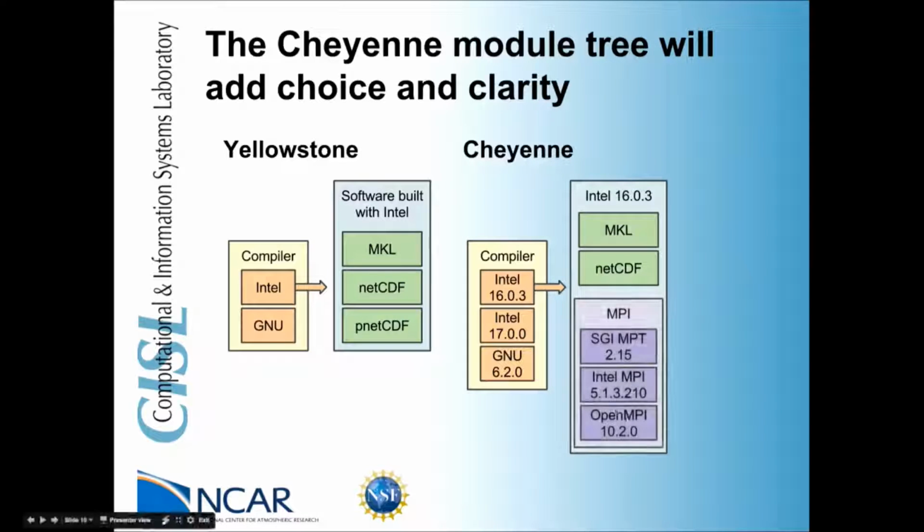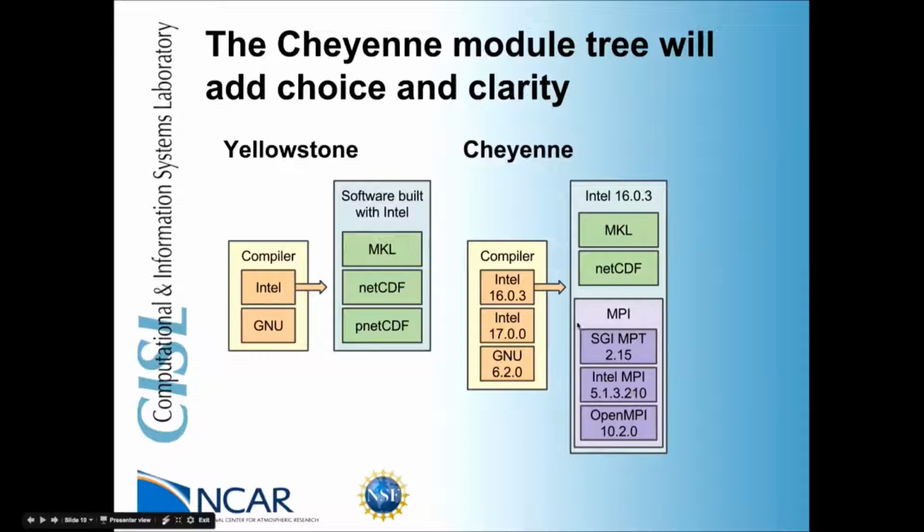Now within that, you'll also have an option of selecting different MPI libraries. This is another change. On Yellowstone, the vast majority of users use the system MPI, which is from IBM. It's Poe, and that works. That's a simple way to go about it. But if you have certain codes that don't work well with that system MPI, it can be tricky. Some might work better with the Intel MPI, or some might work well with another MPI library. So on Cheyenne, we're going to offer more choice.